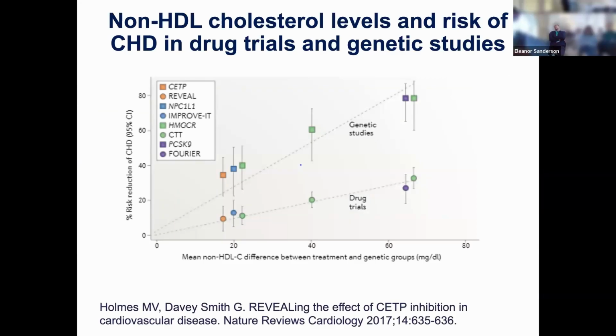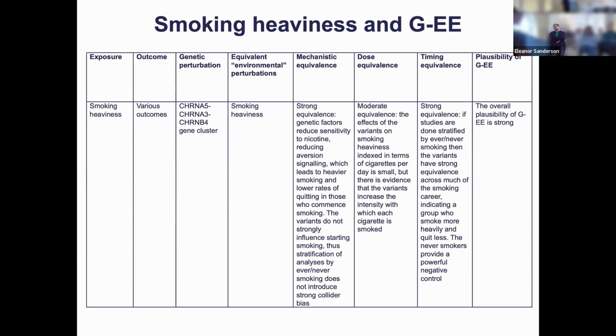PCSK9 inhibitors are another cholesterol example. Genetic variation related to smoking heaviness doesn't relate to smoking initiation. This is the 25 variant, with very strong mechanistic equivalence. It's a nicotine receptor, and it relates to people smoking more heavily. It doesn't relate to them starting smoking, but they smoke more heavily once they've started. They inhale more, smoke further down the butt. The dose equivalence is moderate, and the time is strong. The genetic variant only has an effect if you are a smoker and while you're a smoker.